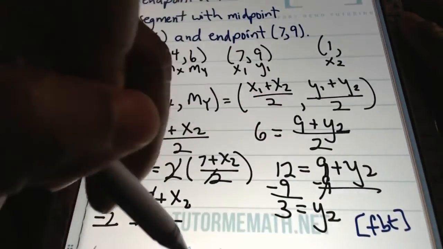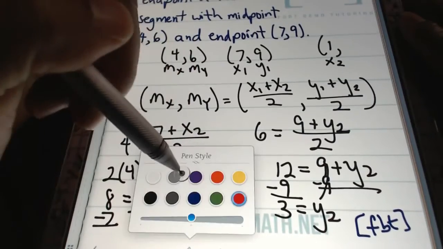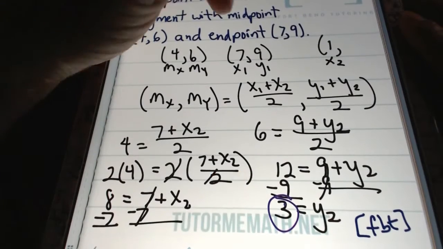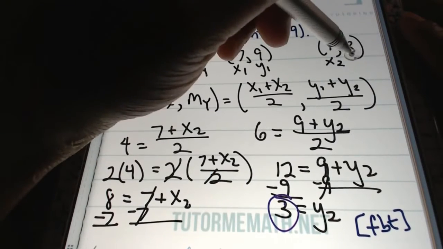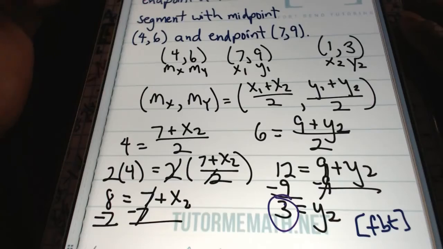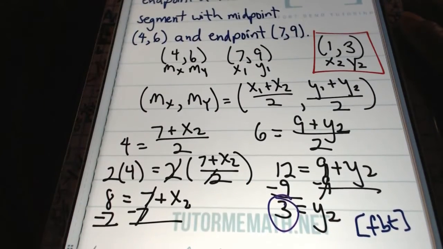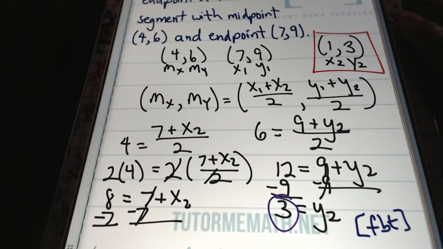So therefore, let's put a purple circle around this intermediate value that we'll need for our answer here. We end up with 3 for the y2 value. So therefore, our solution will be placed in a red box here. There you have it. We have our solution in a red box.